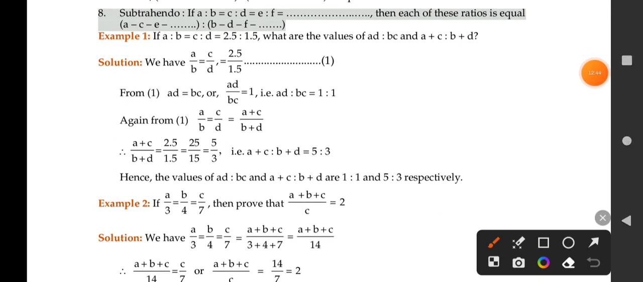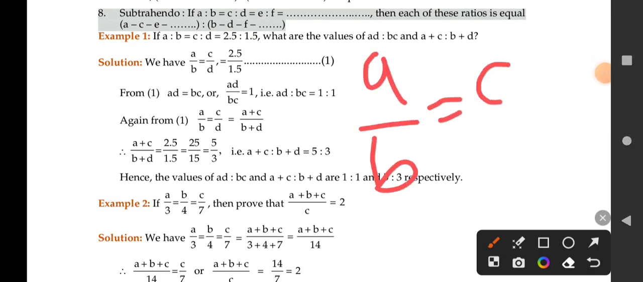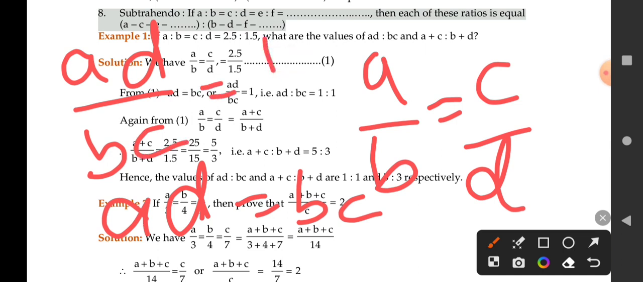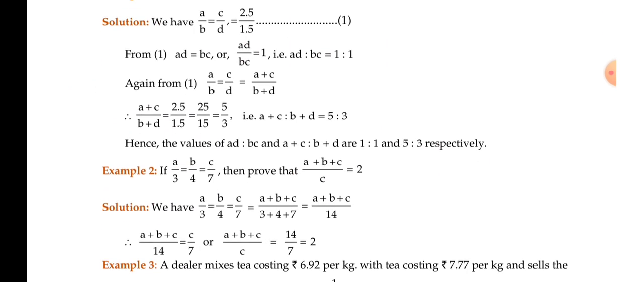And what about the first, this question AD? So A by B is equals to C by D. Okay, so AD is equals to BC. So AD by BC, when they are same, they will give 1. The denominator is also 1. Okay, so the ratio is 1:1. Correct.